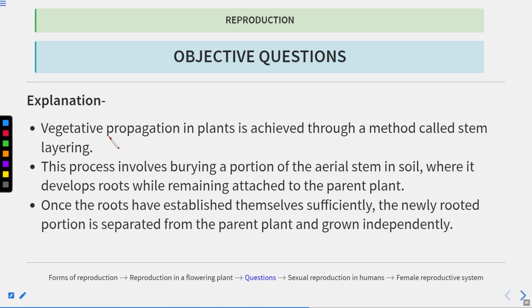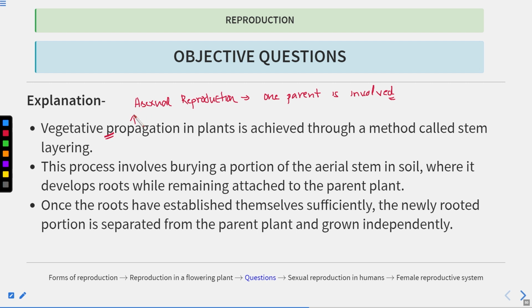I've already told you, layering is a kind of asexual reproduction, or you can say a kind of vegetative propagation, which is also a kind of asexual reproduction. Clear? In asexual reproduction, what happens? Only one parent is involved, or you can also say it is uniparental.